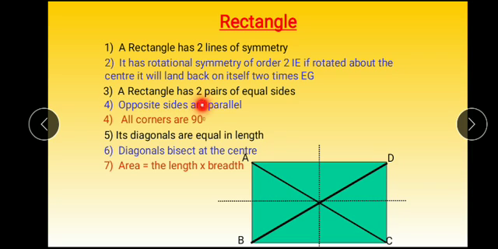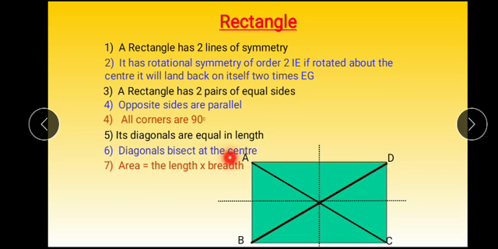A rectangle has two pairs of equal sides. Now you can see in this figure, these two are a pair of parallel sides. These are the opposite sides and these are parallel. Similarly, we can see here these opposite sides are equal as well as parallel. All corners are 90 degrees. Like in the previous square, in a rectangle also all the corner angles are equal to 90 degrees. Its diagonals are equal in length. In a rectangle, the lengths of both the diagonals are equal. That means AC is equal to BD.